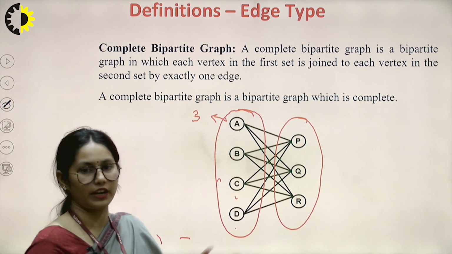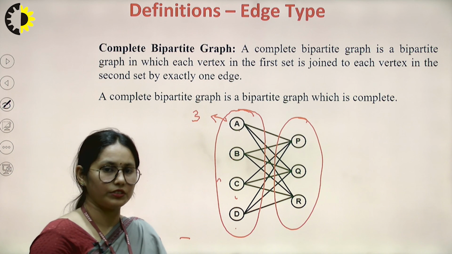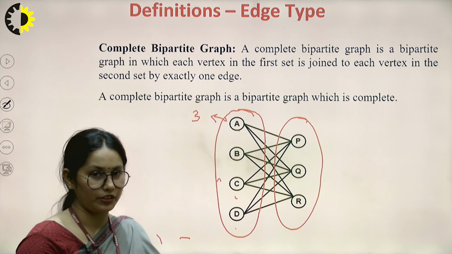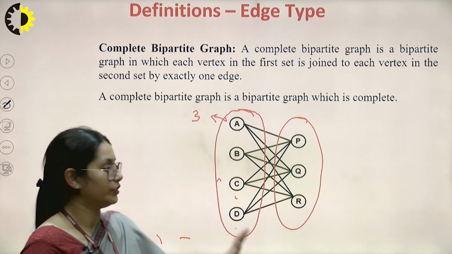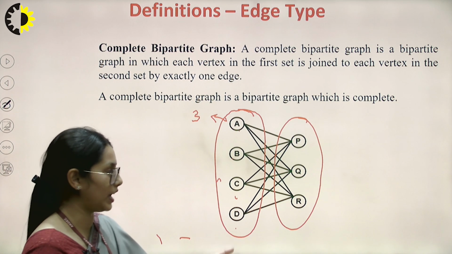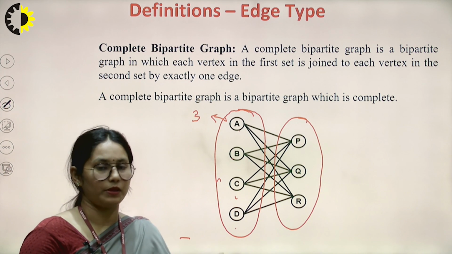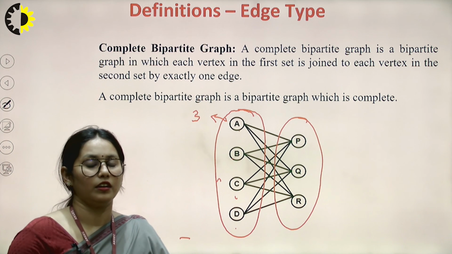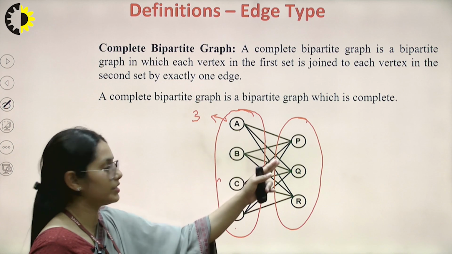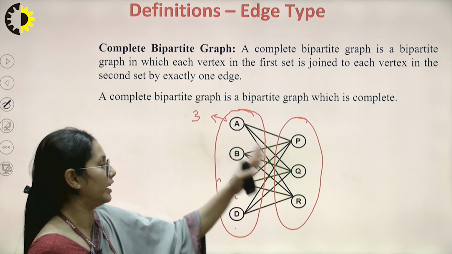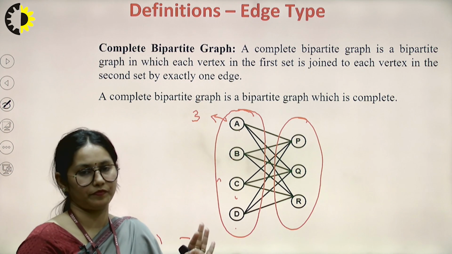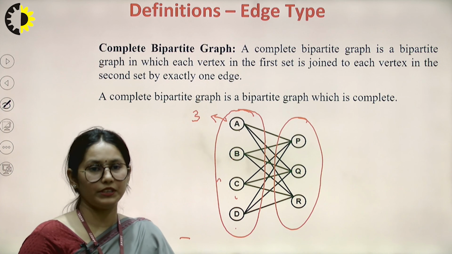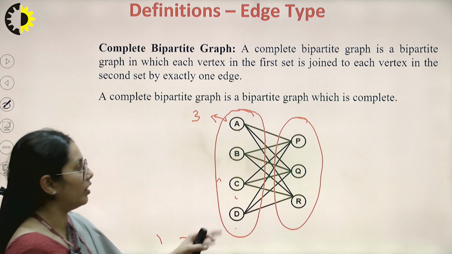Now this is not a directed graph, this is purely an undirected graph. In an undirected graph, you don't have to worry about the direction of the connections, because the connections can be counted either from A to Q or Q to A. So this is your complete bipartite graph.